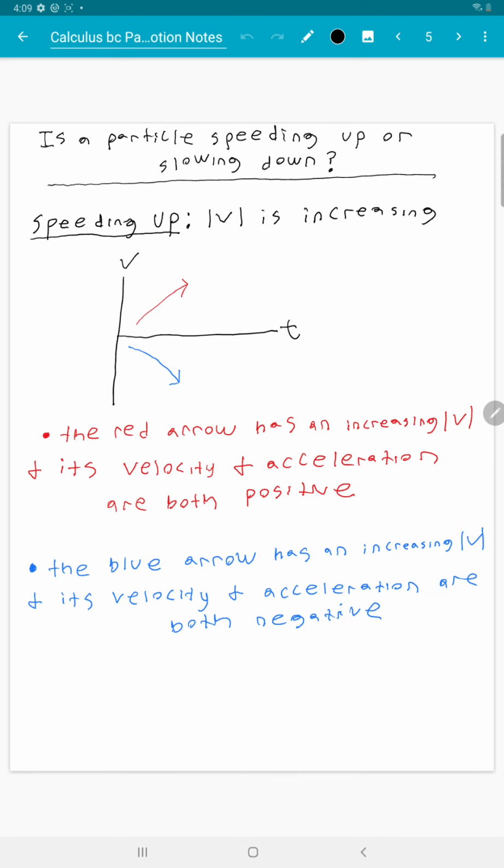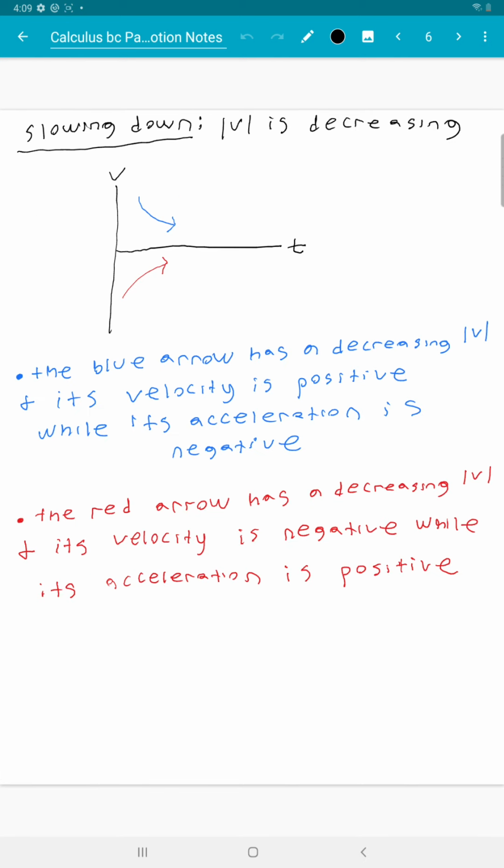So with this red arrow, it has a positive velocity and acceleration, and that is why it is speeding up, because they're the same sign. And this blue arrow here, it is also speeding up, and velocity and acceleration are both negative, so they both have the same sign. So that is why it is speeding up.